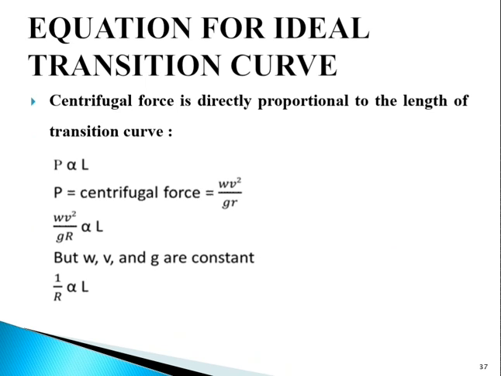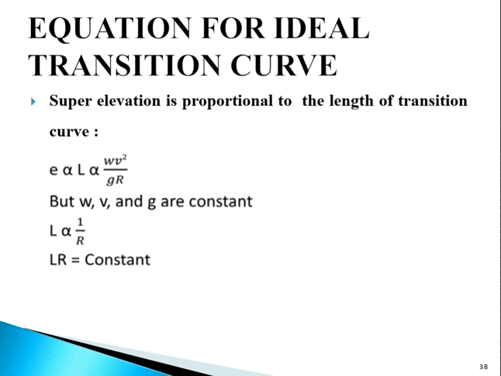And super elevation is proportional to the length of transition curve. So E is proportional to L, proportional to WV square upon GR. But W, V and G are constant, as we already saw. So L is proportional to 1 upon R, and LR is equal to constant. This is the equation for the ideal transition curve.